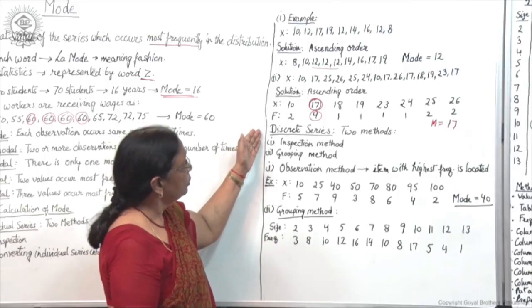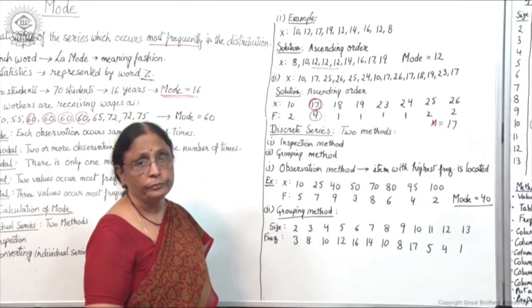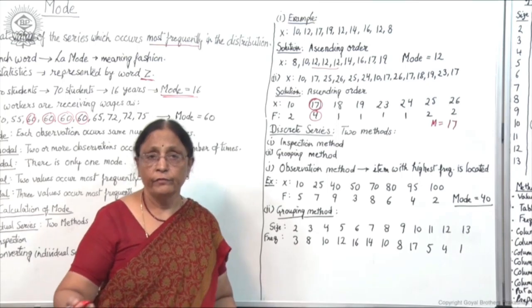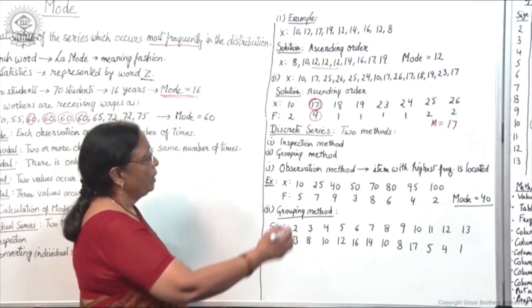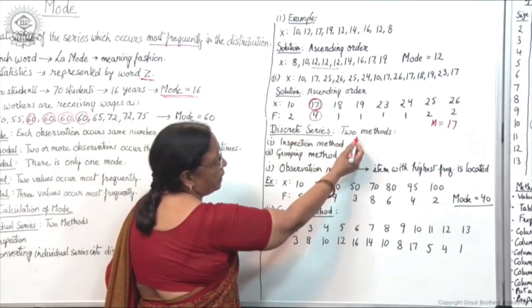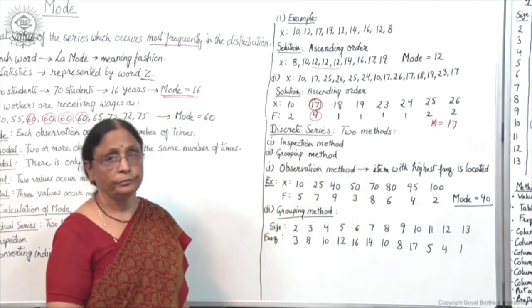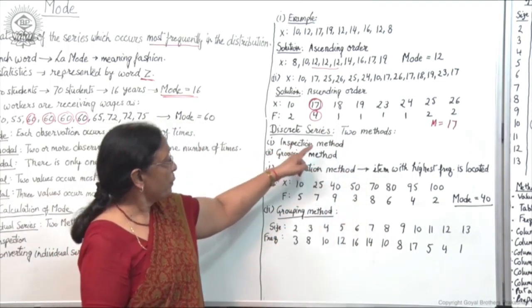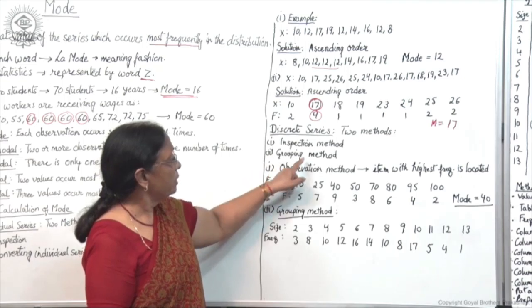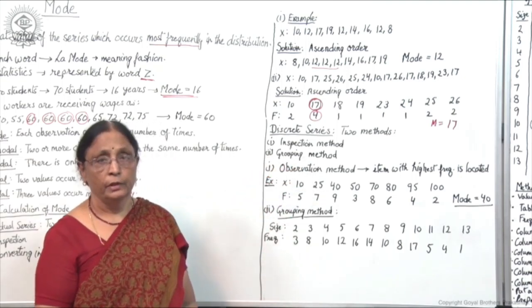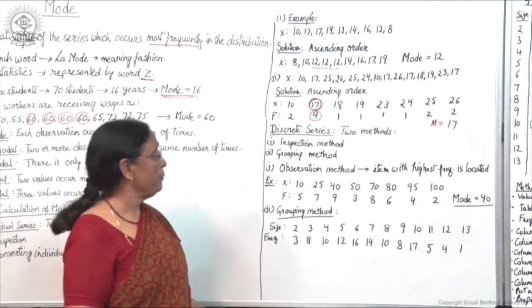Now next we come to discrete series, right? Then after that we will take continuous series. Now in the case of discrete series, again there are two methods. One is the inspection method and the second is the grouping method.